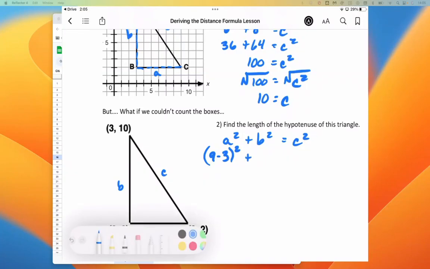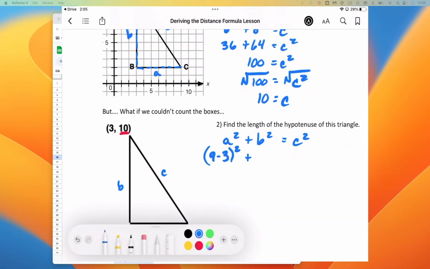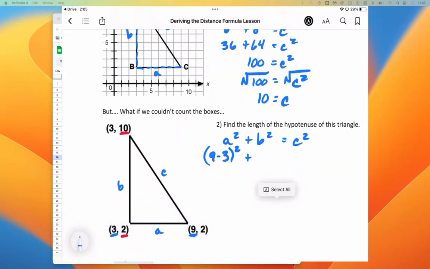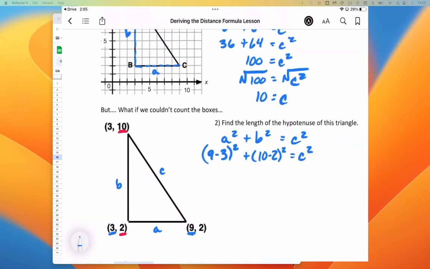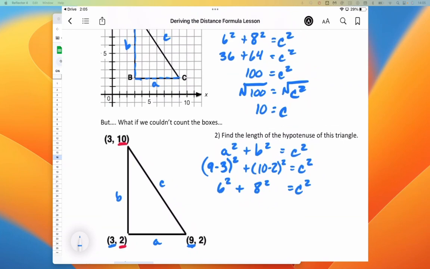And then for the B value, we would look at how far it is in the Y values from 2 to 10, because we're going up. And so the distance between 10 and 2 is going to be 8, just like what we had up there. And that's going to be equal to our C squared. So 9 minus 3 is 6 squared. 10 minus 2 is 8 squared. And that's equal to C squared. So we end up with exactly the same thing we had before.